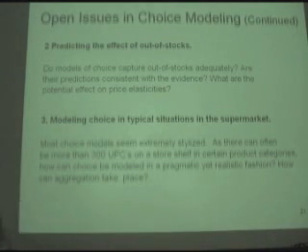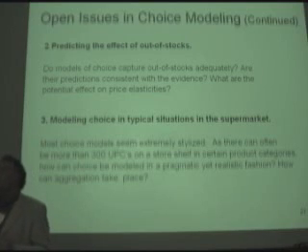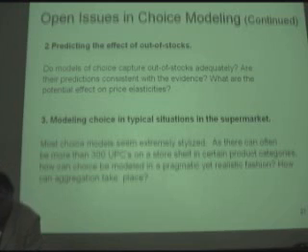Third issue, modeling choice in a typical situation in the supermarket. Most choice models seem extremely stylized. They look very complicated, but in fact they are extremely stylized. Why? There are often more than 300 UPCs on the store shelf in certain product categories. Sometimes 200. 250 is a typical number. How can choice be modeled in a pragmatic yet realistic fashion? How can aggregation take place in a realistic situation? How can we aggregate across brands, across price ranges? Those are some of the issues that people do think about.